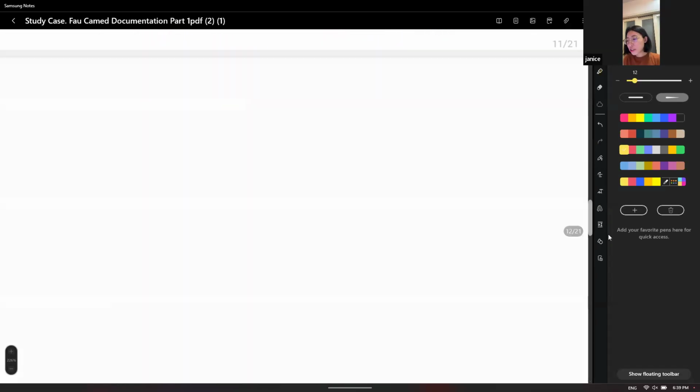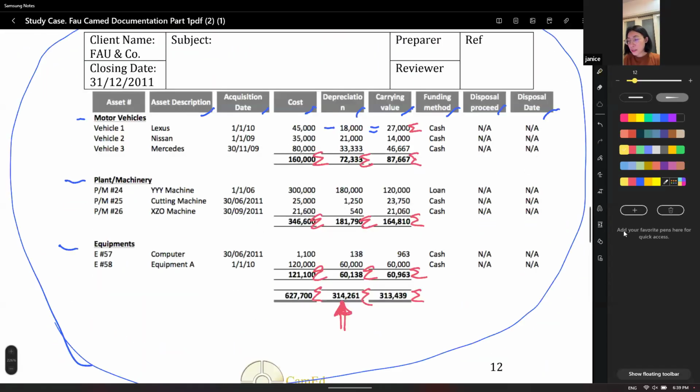We're also gonna calculate each depreciation, make sure the calculation is done correctly, okay? So that's the second thing we do.